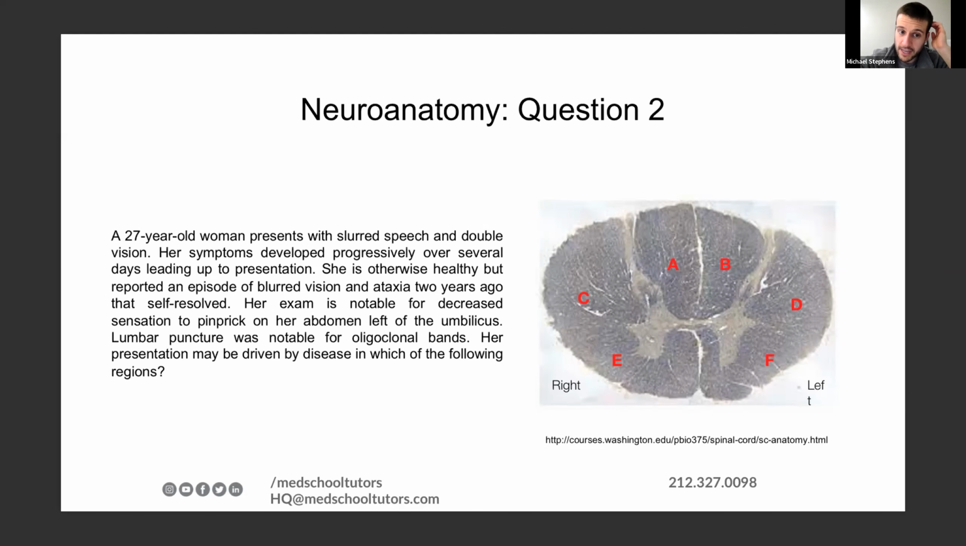Okay, so if someone has decreased sensation of pinprick left of the umbilicus, but we're looking for something, an axon out in the white matter of the spinal cord, what would that map onto? Let's start with which answer choices point out the spinothalamic tract. What answer choices can we narrow this down to on the basis of knowing that it's the spinothalamic? Perfect, E and F. That's exactly right. And so will this be on the right or on the left?